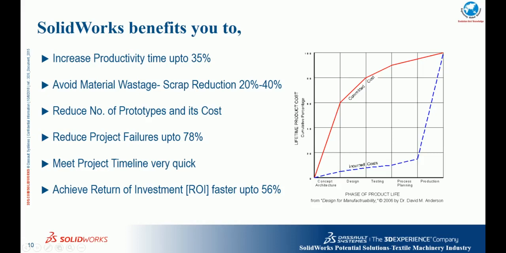On the right side you can see the chart: the committed cost versus the incurred cost. The cost from design up to production gives you the lifetime cost of this product. The committed cost is greater throughout the design process and the manufacturing process, and in the incurred cost you can find that from process planning it saturates, and the peak cost occurs only at the production stage.